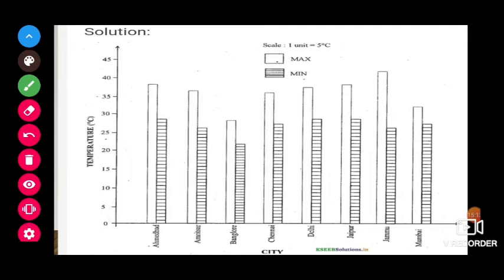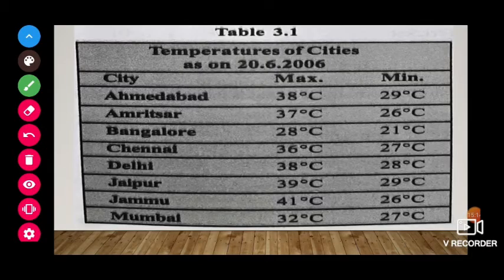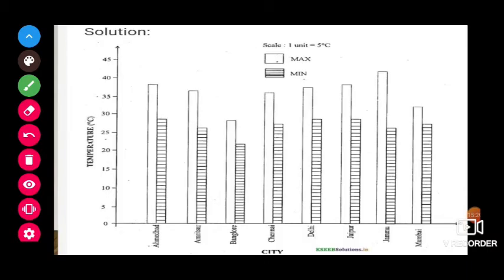First take Ahmedabad. If we take Ahmedabad, first one, the maximum is 38 and minimum is 29. So 38. 38 means in between what and what will it come? It will come in between 35 and 40. Okay. And 35 and 40 exactly in the middle means 37.5. But it's 38. So a little bit more than the half. So take a little bit nearer to 40, the height of the bar. Next one is 29. 29 means almost nearer to 30.